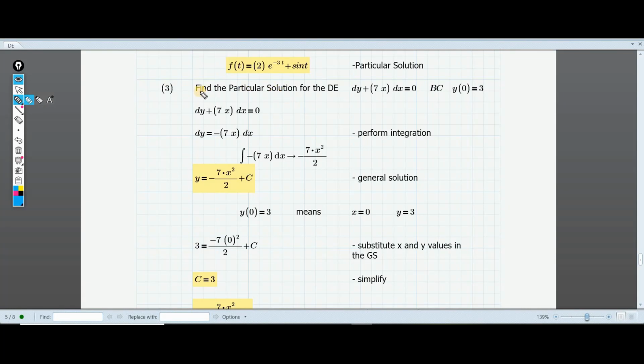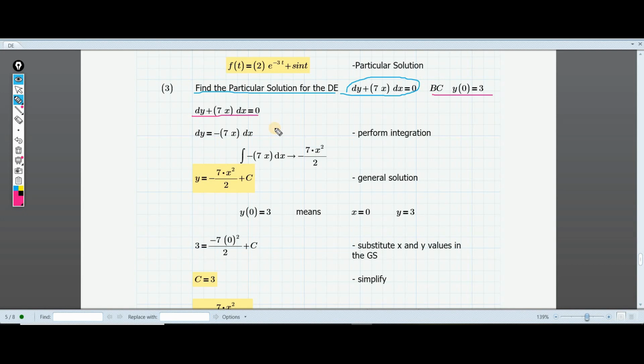Okay, so let us find the particular solution for this differential equation, this is our DE. And we have our boundary condition, y of 0 is equal to 3. So, let's answer this one. Let us rewrite our DE here. And now, we're going to find the particular solution.